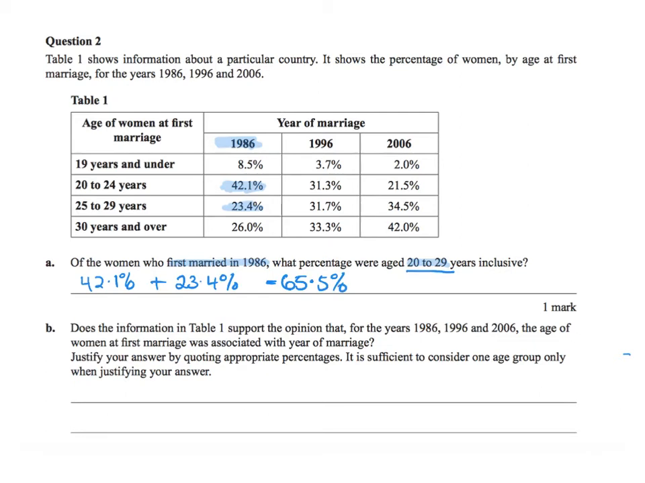65.5%. Awesome. Okay, does the information support the opinion that for the years 1986, 96 and 06, the age of women at first marriage was associated with the year of marriage, so how old they were? Justify by quoting your appropriate percentages. It is sufficient to consider one age group only. They were nice to help you out there. So you only have to do one and use the same.